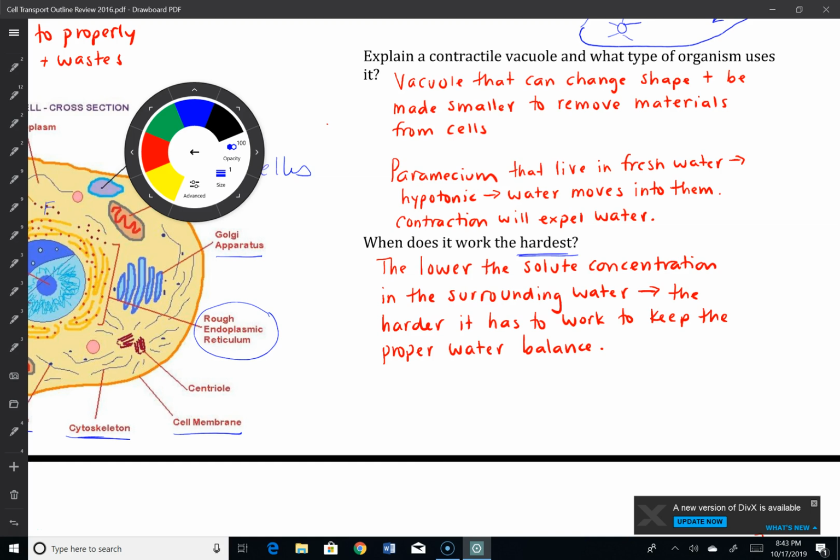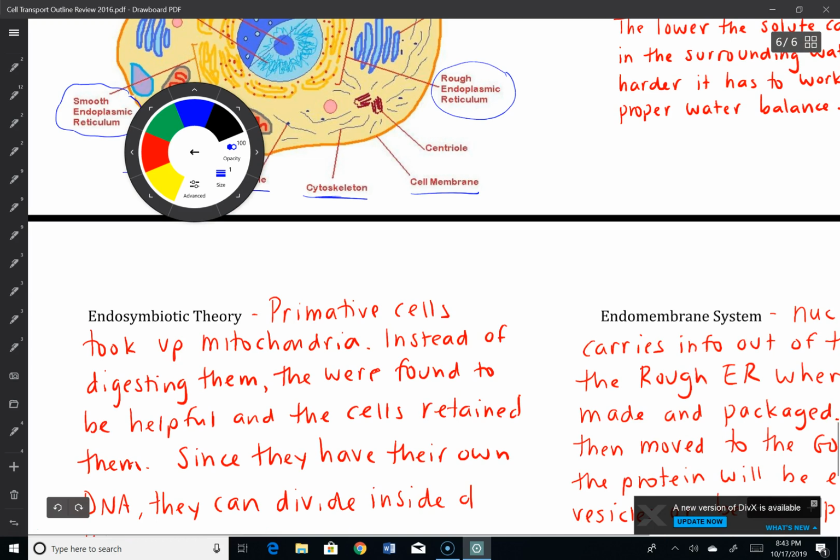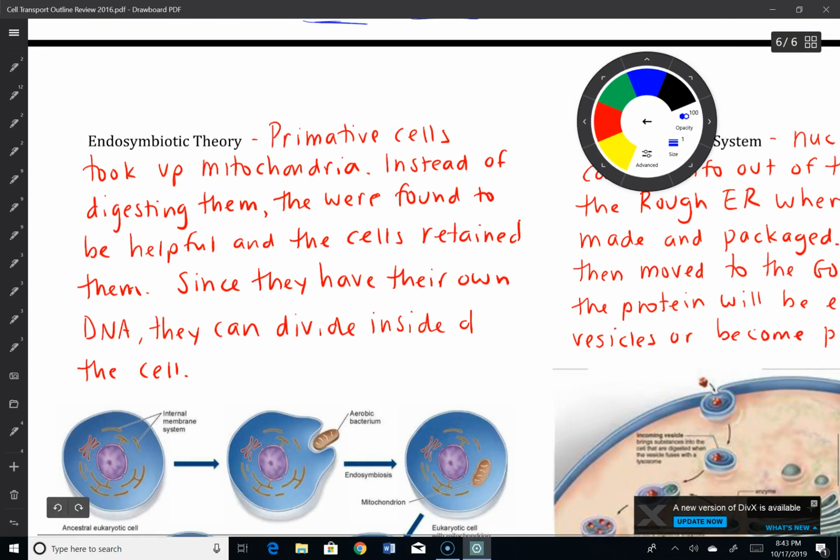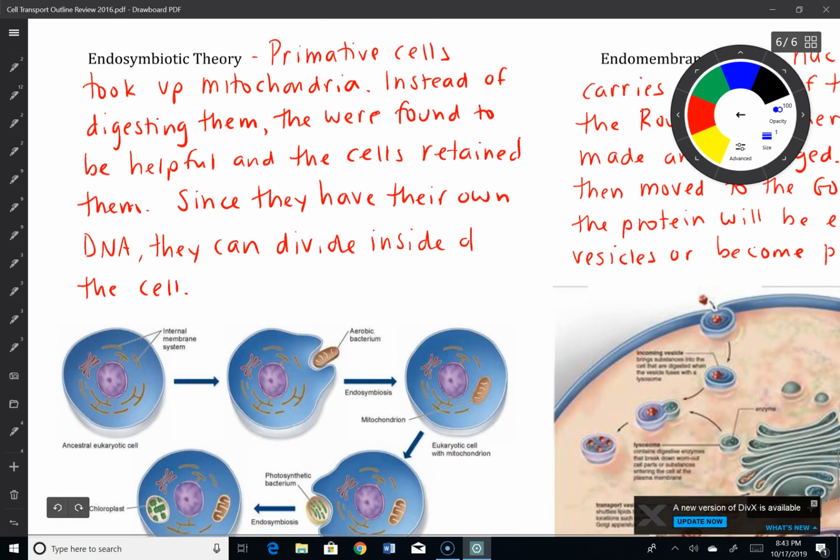And finally, the last page. We talked a lot recently of the endosymbiotic theory. And basically what that states is primitive cells took up things like mitochondria and chloroplasts, and these mitochondria and chloroplasts, they were able to live on their own prior to being engulfed by eukaryotic cells, and they could do that because of the double membrane, the folded membrane, the DNA, the ribosomes, the enzymes, the proteins. Everything they did was fine.